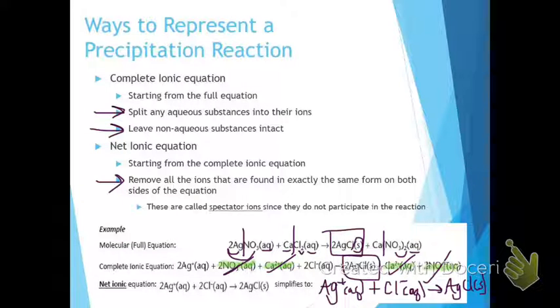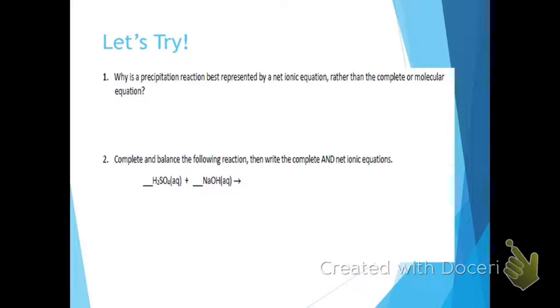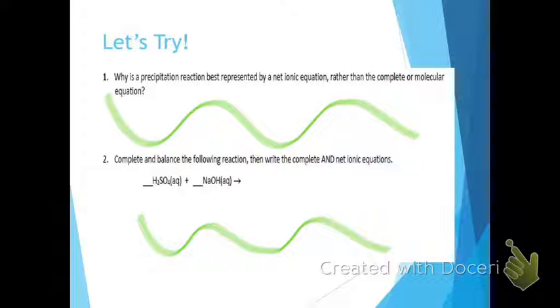So let's get some more practice with writing net ionic equations. Go ahead and take a couple moments and try out these next couple examples. Resume the video when you're ready to check.